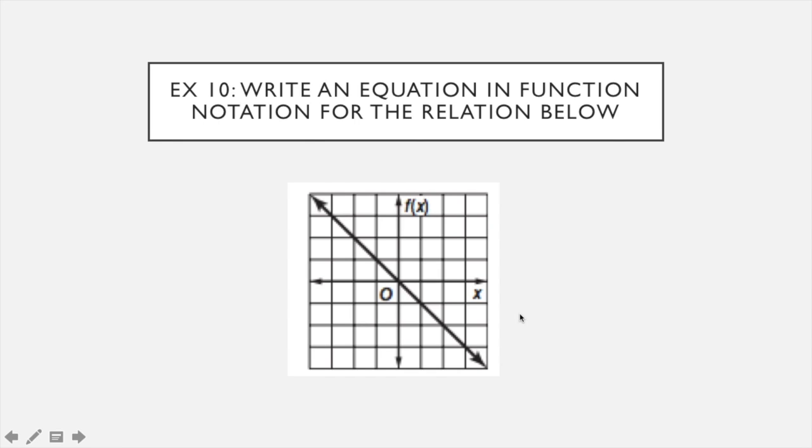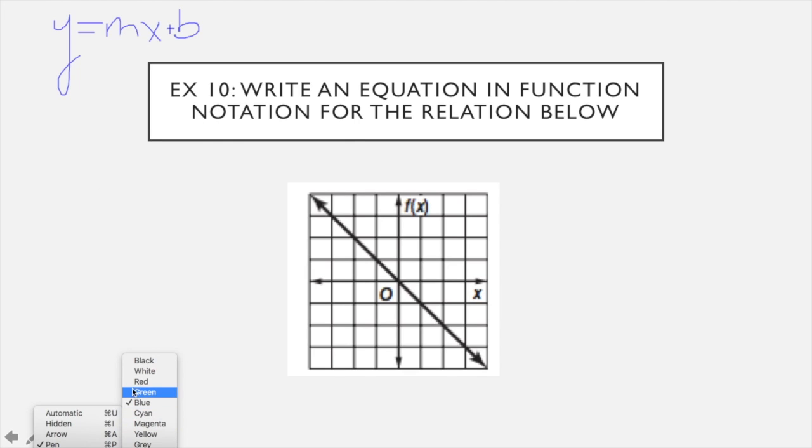Now one more thing to look at as we review all the things we've discussed. We can write an equation in function notation for this relation given below. In other words, given a graph, we want to write the equation, and instead of y, we'll write f of x. Okay, so there's two things we need to find. Normally we write our equations in y equals mx plus b form. And there are two unknowns in there that we need to have for our equation. We need to find out what is m, what is my slope, and what is my y-intercept, that is b.